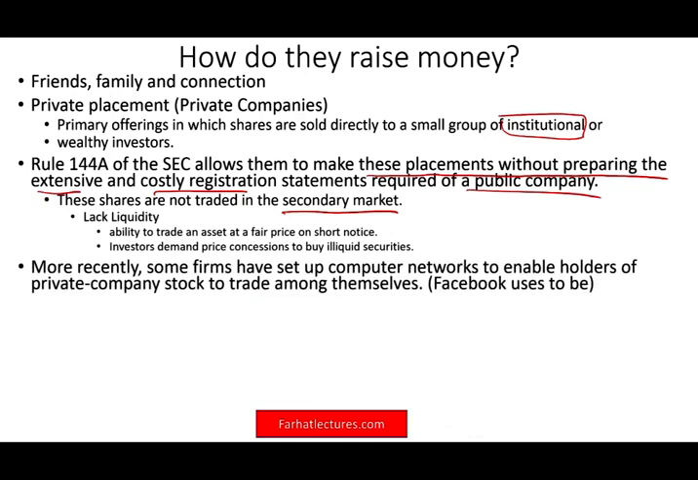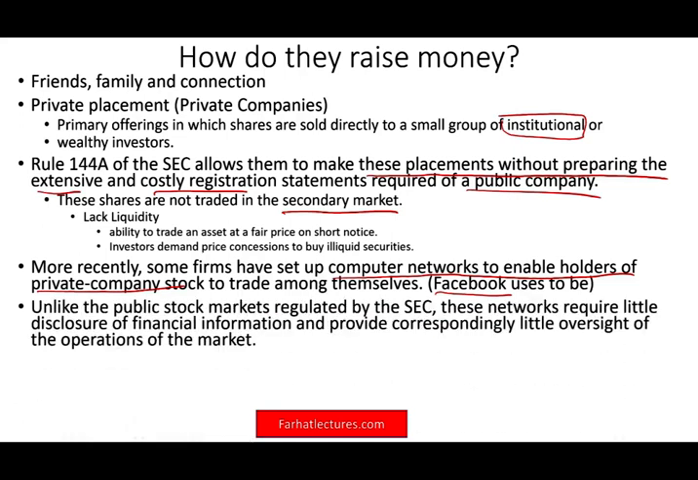Okay. Now, more recently though, some firms set up computer networks to enable holders of private company stocks to trade among themselves. For example, Facebook used to be traded on such a network. So basically private companies have their own trading network. Okay. But unlike the stock market regulated by the SEC, you have to be careful.